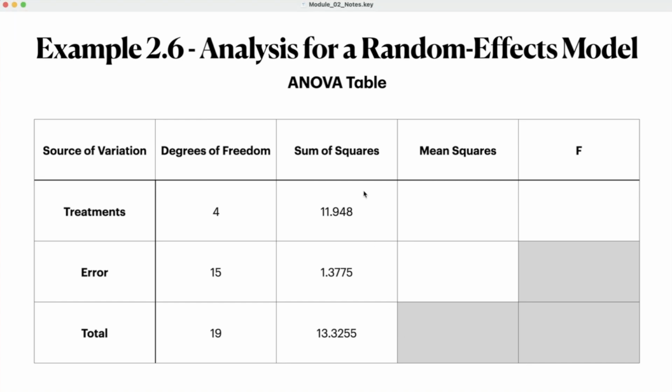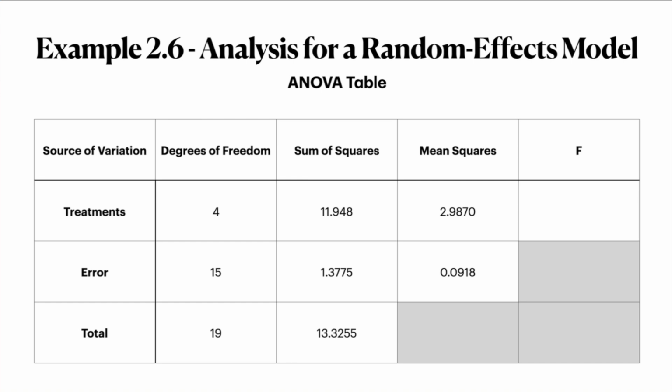Once we have these two values, we can compute the corresponding mean squares by dividing a given sum of squares by its degrees of freedom. All right, so to get the mean squares for treatments, we divide the 11.948 by 4. To get the mean square error, we divide the 1.3775 by 15, and so we get 2.9870 for the mean square for treatments, and 0.0918, the mean squares for error.